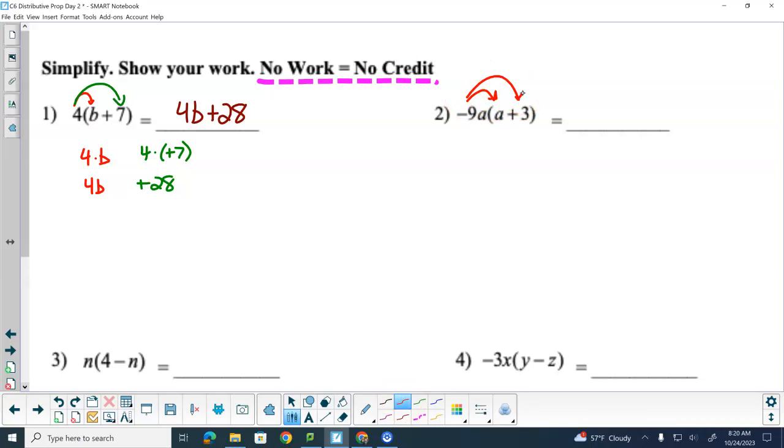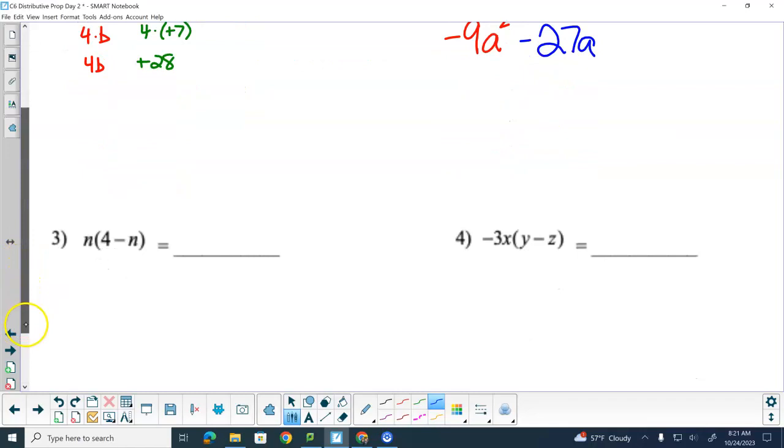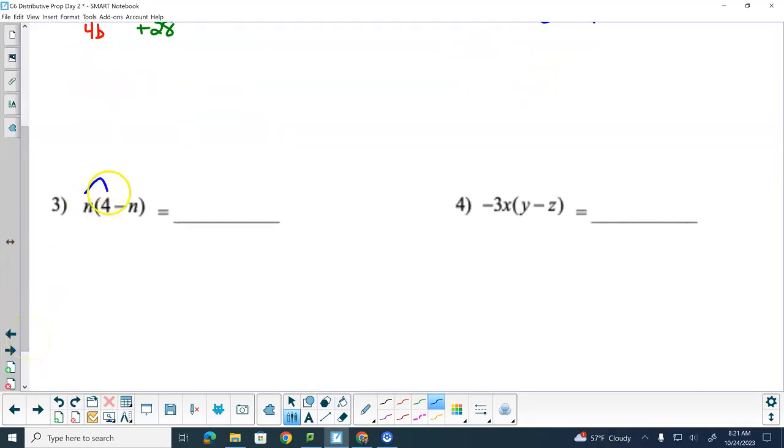Negative 9a times an a. Negative 9a times an a. Negative 9a squared. Negative 9a times a positive 3. Negative 27, but don't forget this a. We got that? Next one. Draw arrows again.